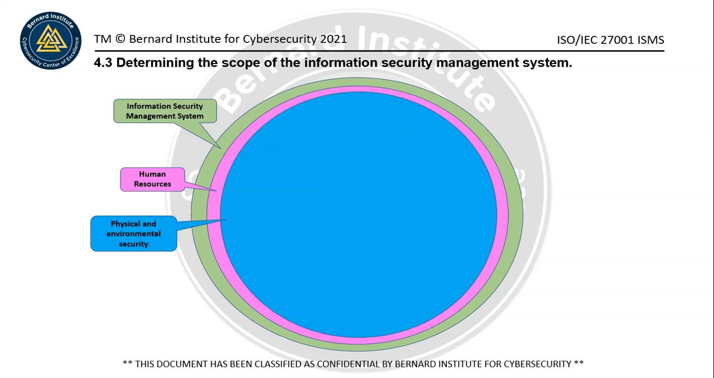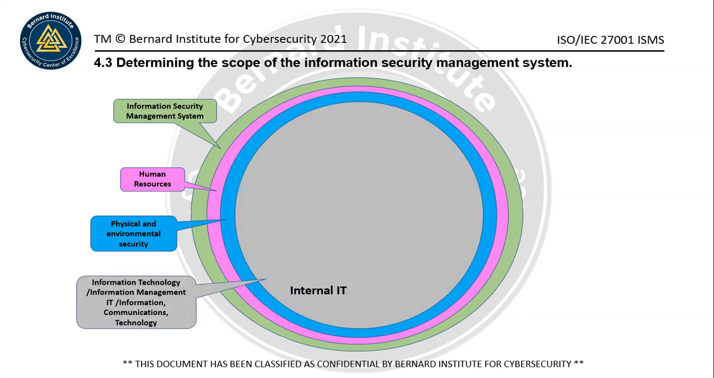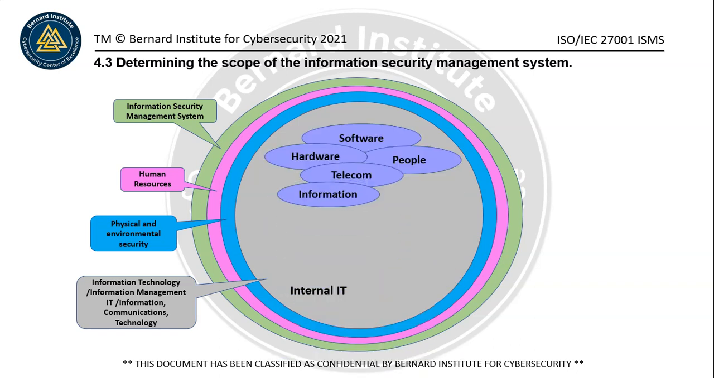There's also control points for physical and environmental security. So we need to make sure that we have access control, CCTV, we have a visitor policy, things like that. Making sure that assets don't go walking out the door, that people know who's authorized to remove assets, and there's some kind of a process. There's a number of physical and environmental security controls. And then there's the information technology integration, or the integration into information management processes, or the information communication technology part. So this is internal IT. And within this, we have assets. So we have software, hardware, people, telecom, and information. Right?